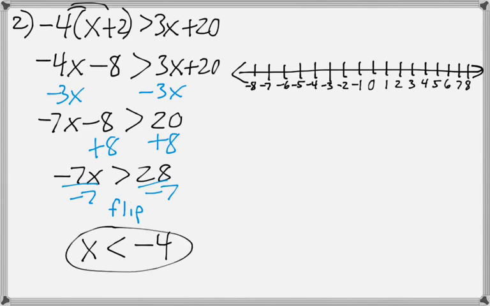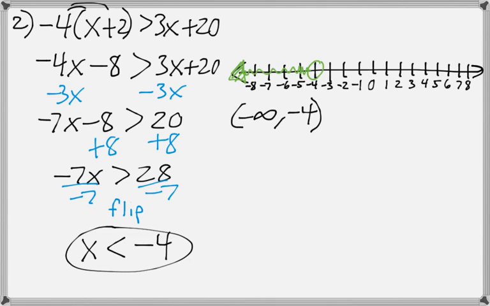So on my number line, I'm going to find negative 4. Because it's strictly less than, I want to put an open dot. And because it's less than, I want to shade the numbers that are less than it. And then in my interval notation, the leftmost number is going to be negative infinity. The rightmost number is negative 4. And they both have parentheses around them.